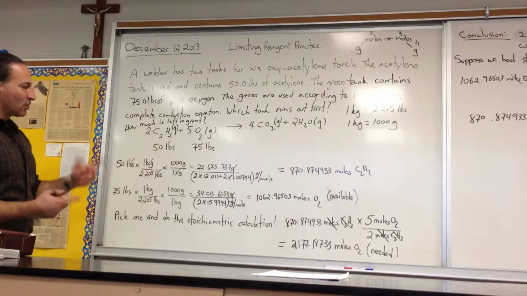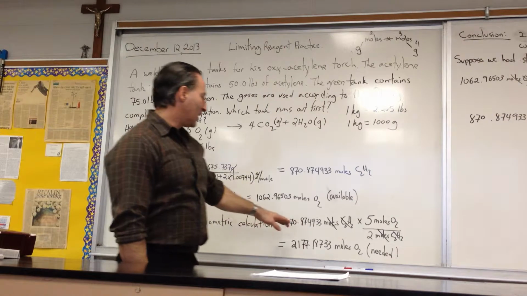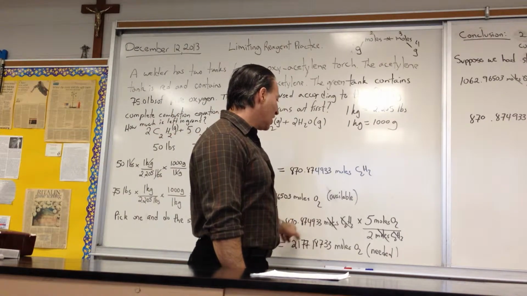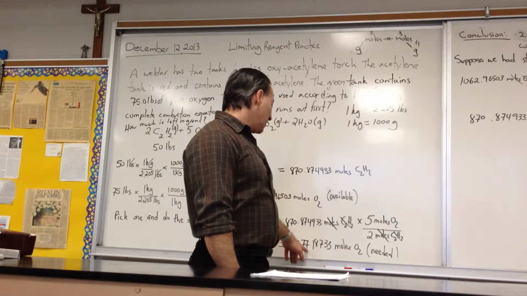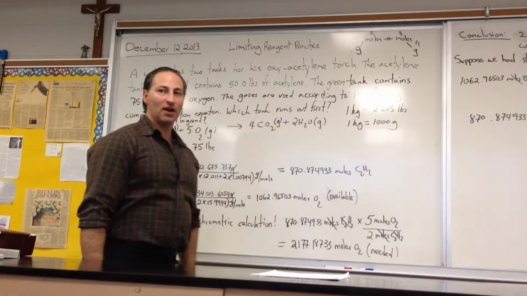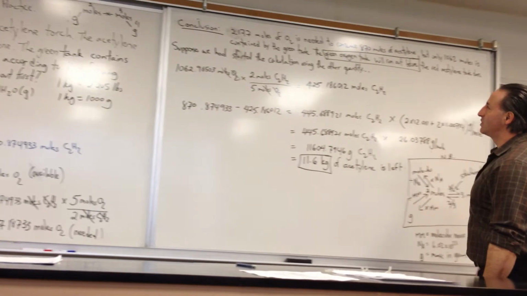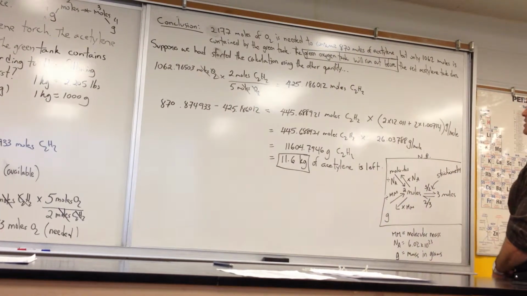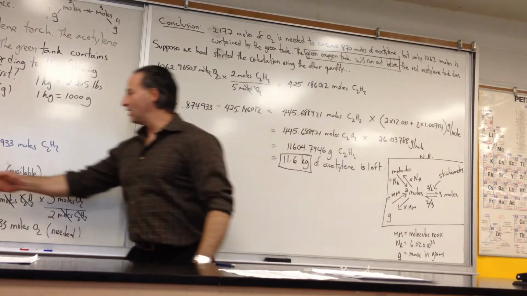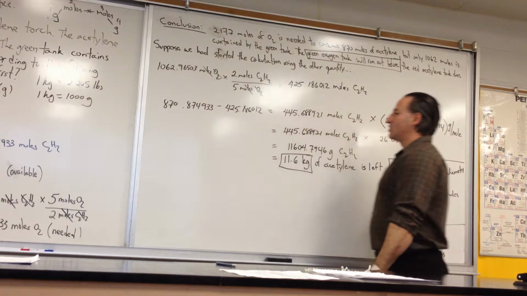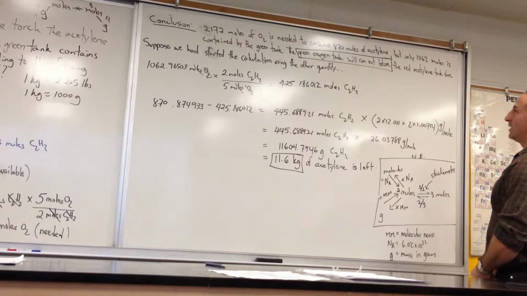Now what we do is we pick one of those 2 quantities. I started by picking that one, and I did a stoichiometric calculation. 870 moles of acetylene will react with 5 moles of oxygen for every 2 moles of acetylene. So that means we need 2,177 moles of oxygen. So in conclusion, 2,177 moles of oxygen is needed to consume 870 moles of acetylene, but only 1,062 moles is contained in the green tank. We did that here when we found out how many moles of oxygen that 75 pounds was. So the green oxygen tank will run out before the red acetylene tank does.